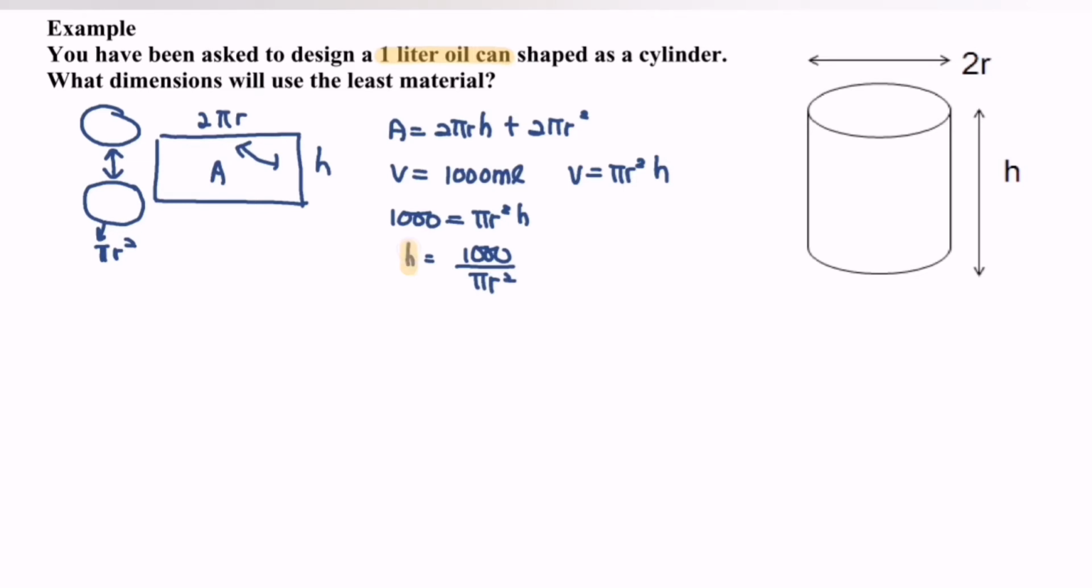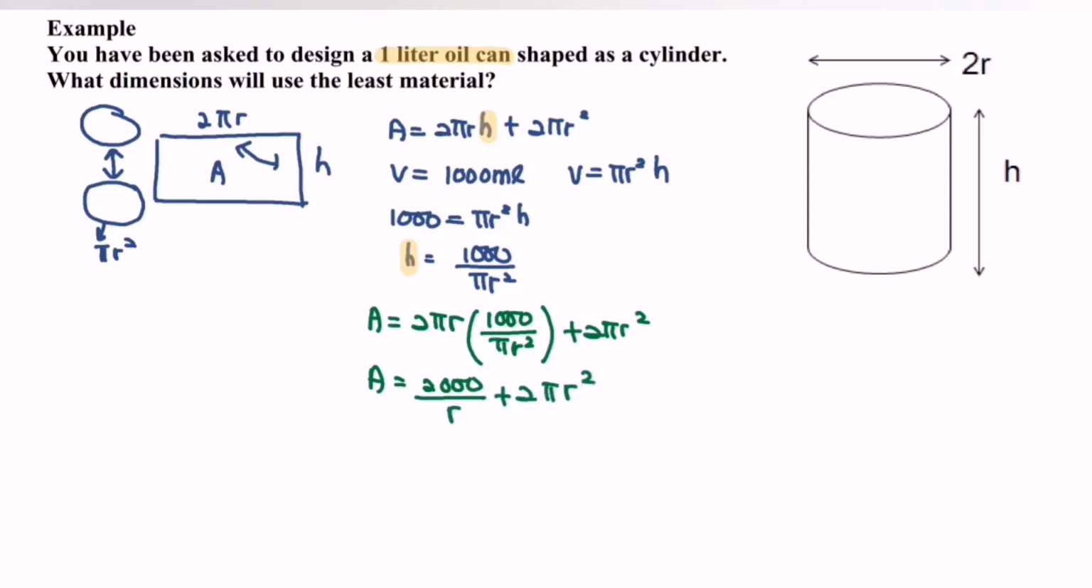So kindly substitute the h into the equation and we will obtain A equals 2 pi r bracket 1000 over pi r squared plus 2 pi r squared. Simplify and rearrange. We will have 2000 over r plus 2 pi r squared. So now we have step number 1 and step number 2. Express y, in this case A, into a single variable function, meaning A as a subject in terms of r. Kindly modify it: A equals 2000 r to the power negative 1 plus 2 pi r squared.